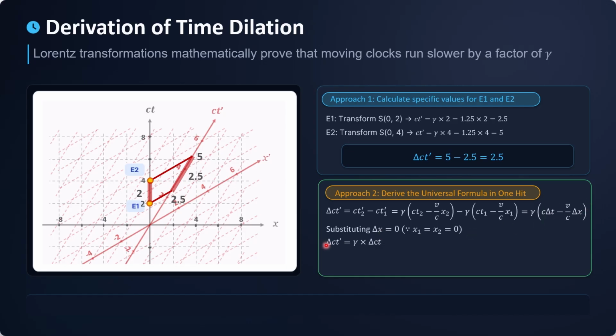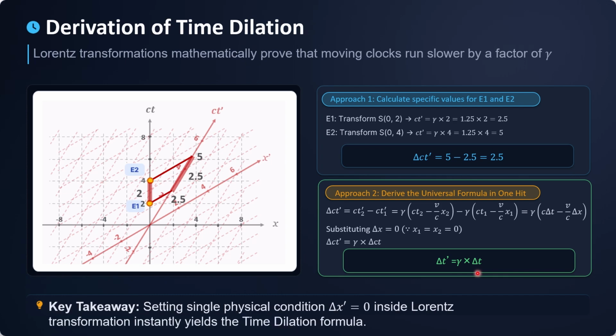Delta ct prime equals gamma times c delta t, which simplifies cleanly down to delta t prime equals gamma times delta t. Setting the single physical condition delta x equals 0 inside the Lorentz transformation instantly yields the time dilation formula. This proves mathematically that moving clocks run slower by a factor of gamma. Next up, let's go take down length contraction.